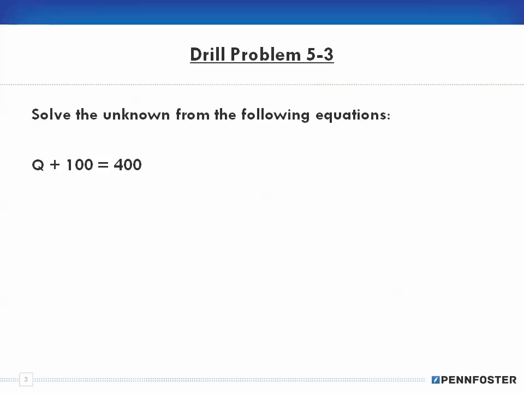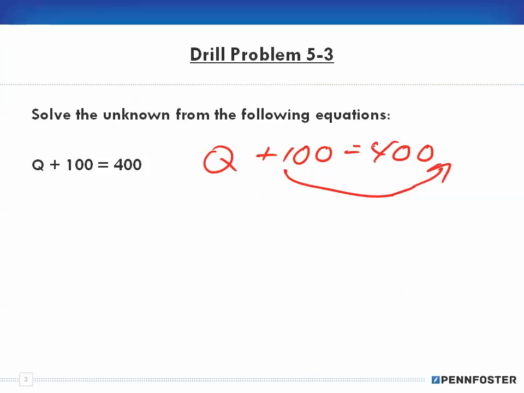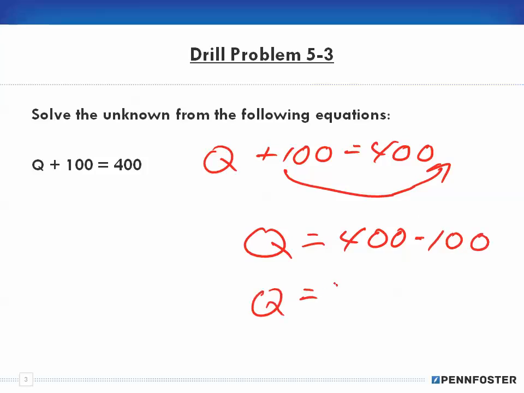5-3. Same exact thinking. Q plus 100 is equal to 400. I'm going to move it across the equal sign. When I do that, I leave my Q on the left-hand side, and I have 400 minus 100. So Q is equal to 300.